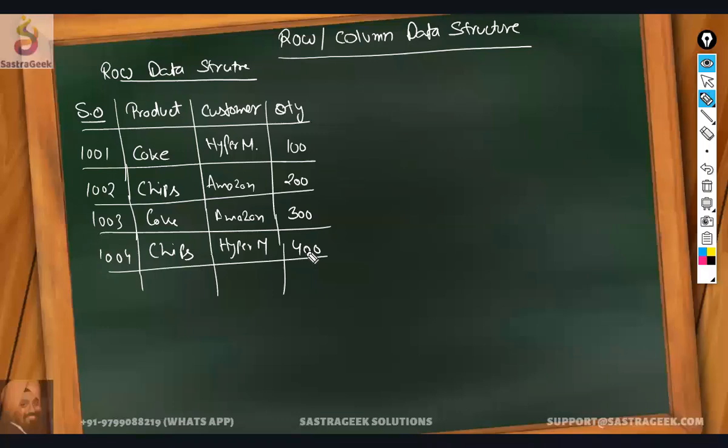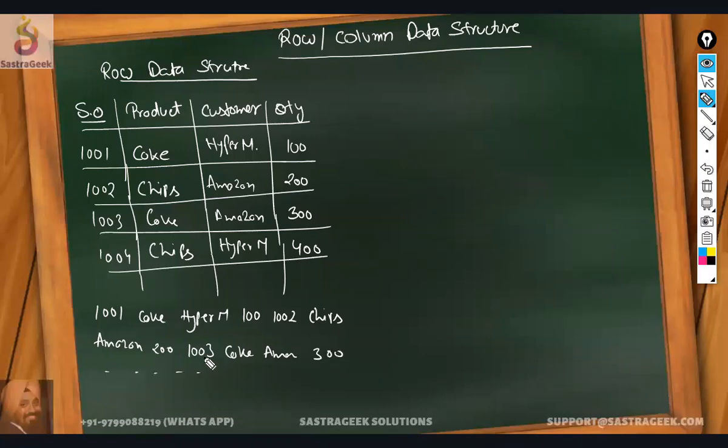So in the row data structure, the data is stored in a sequential manner: 1001, Coke, Hypermart, 100, then 1002, chips, Amazon, 200, 1003, Coke, Amazon, 300, and continuously. That's how the data would be stored.